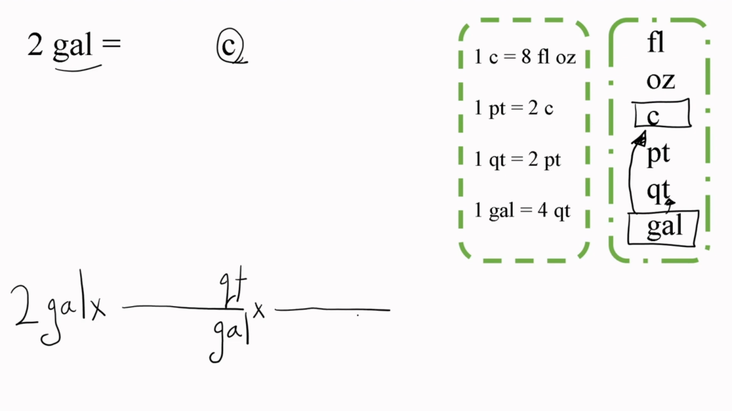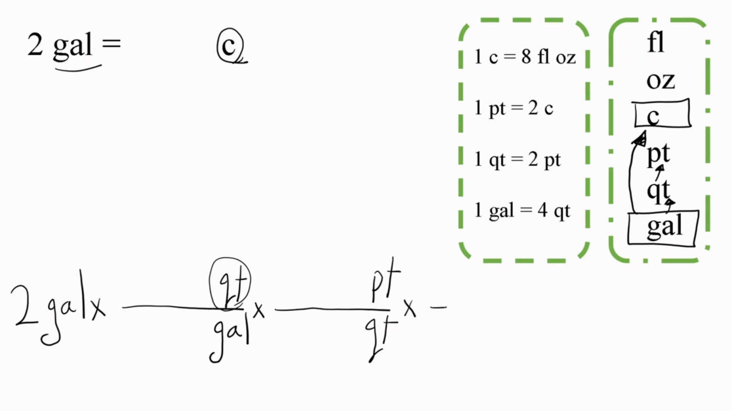Next denominator will be the previous numerator. Previous numerator here is quart. So without thinking, I'm writing quart here. One step smaller than quart is pint. So I'm going to write pint here. Should I continue or should I stop? As you can see, I do not want pint, I want cup.